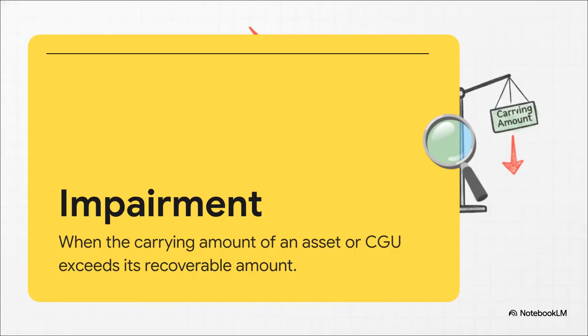So the crucial takeaway here is that impairment acts like a ceiling check. You look at your carrying amount, your cost minus accumulated depreciation, and you compare it to the recoverable amount. IAS 36 is there to ensure an asset's book value doesn't outpace its true current economic worth, because if it does, you've got an impairment on your hands.